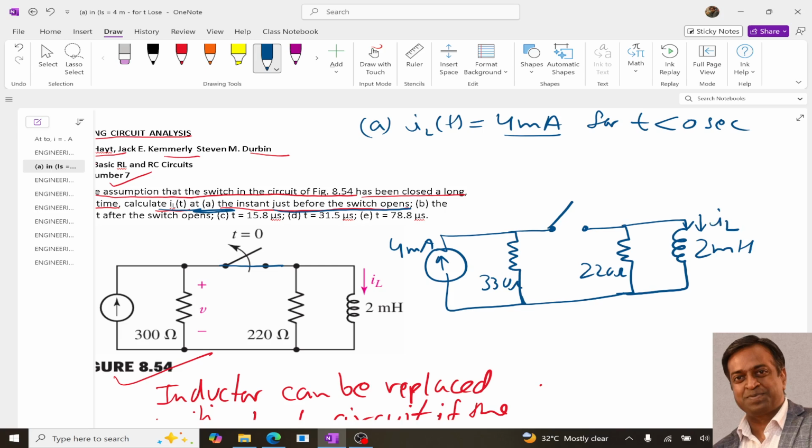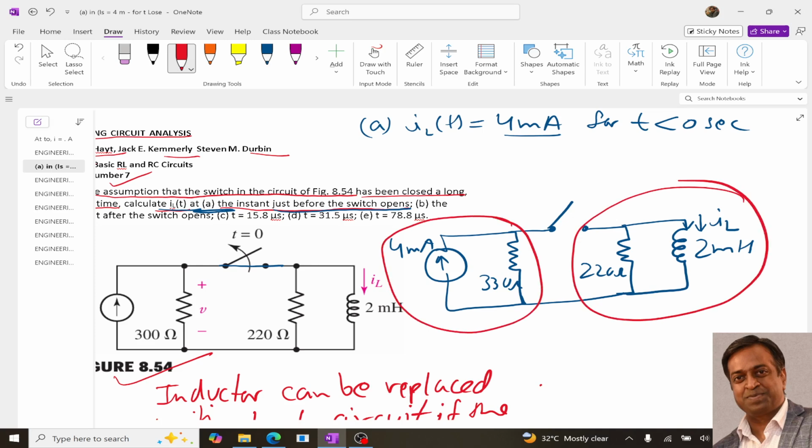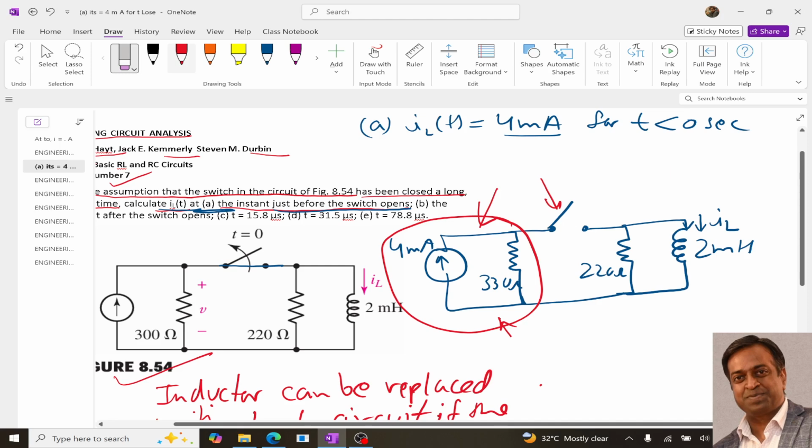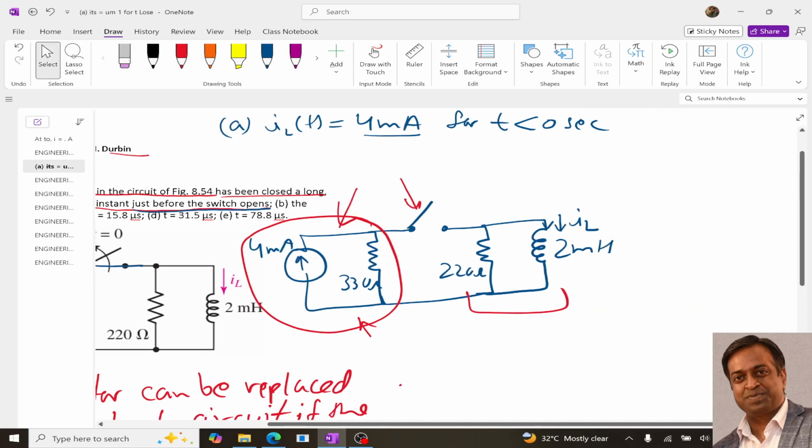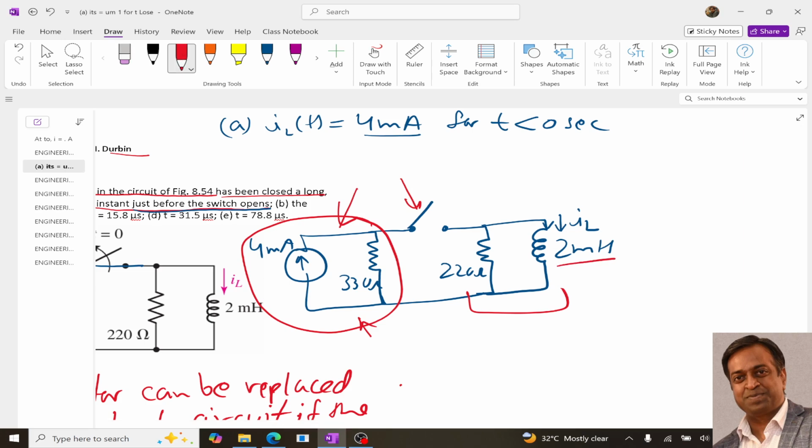Now in this situation, this part of the circuit is disconnected from this part. Once the switch is open, these two are not connected, and the current will not flow from this part to this part. This part is not connected with the 4 milliampere source. Then from where will it get a current? This part of the circuit will get a current through the energy that is stored in the inductor.